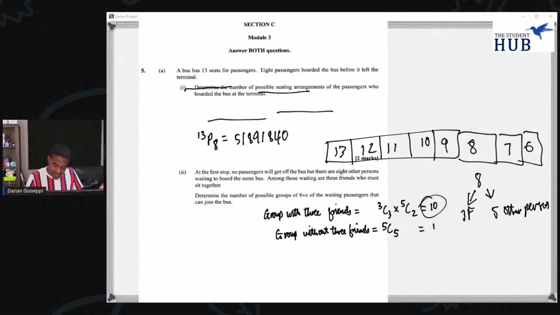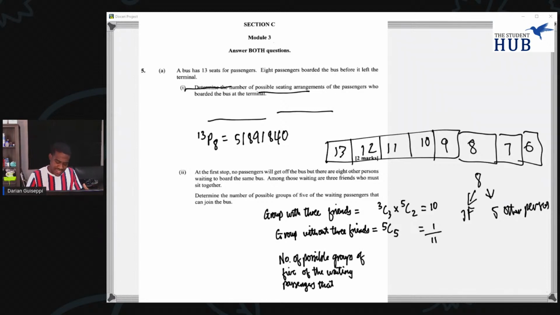You'll get 10 for here and 1 here, and then you just find the total. 10 plus 1 is 11. This is your total, and in the end, you just tie it up and say that the number of possible groups of 5 of the waiting passengers that can join the bus is 11. So you have 11 possible groups of 5 that could come onto the bus and fill it up.